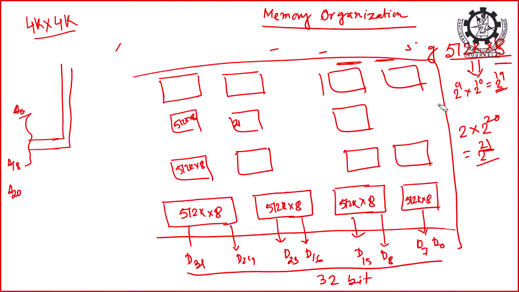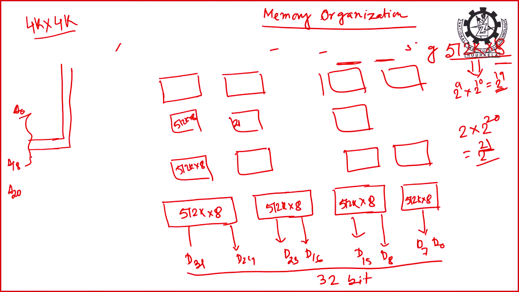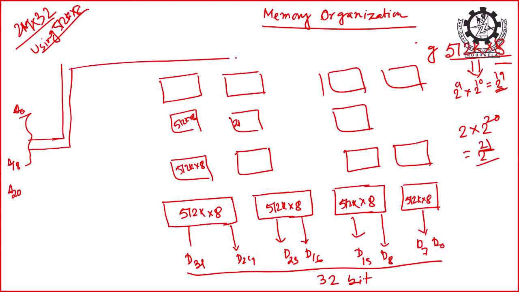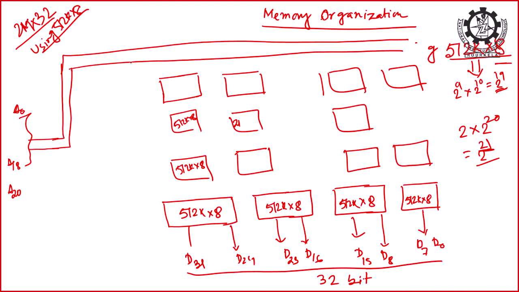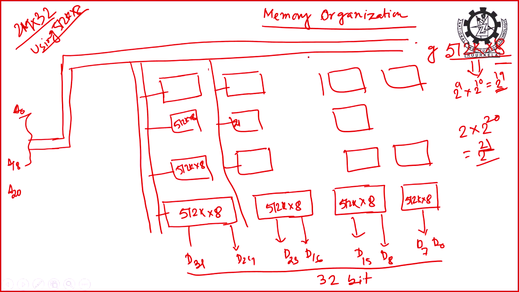Now what you have to do: the address lines from A0 to A18, 19 address lines, should be connected with the address lines of the individual memory modules. Here you have to form a memory module of 2M into 32 using 512 K into 8. So you can connect here, you can connect here, and similarly you can connect here.